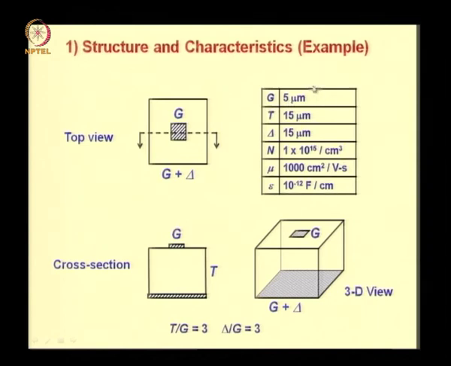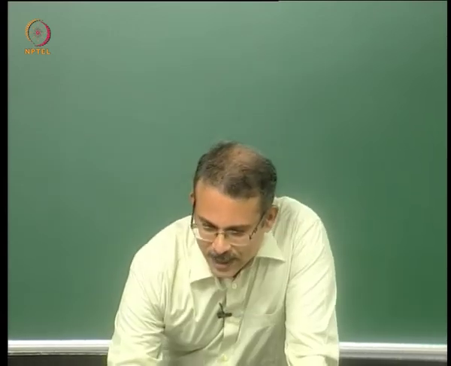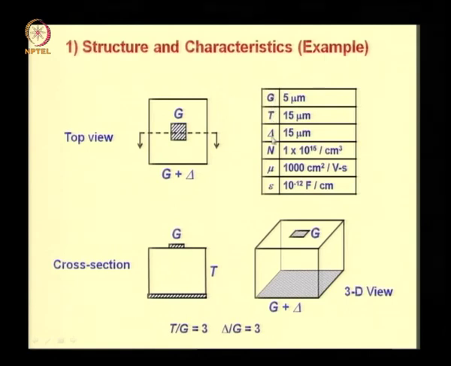Now we need to have a feel for the various geometrical, process and other parameters of this device, so that we can then visualize the device structure to scale. Here are the typical values of g, t and delta. They are of the order of several microns. N is the doping. We will assume that the spreading resistance is n type and the doping is uniform. This is the mobility of electrons. This value of mobility you find for electrons in silicon, and this is the dielectric constant of silicon.